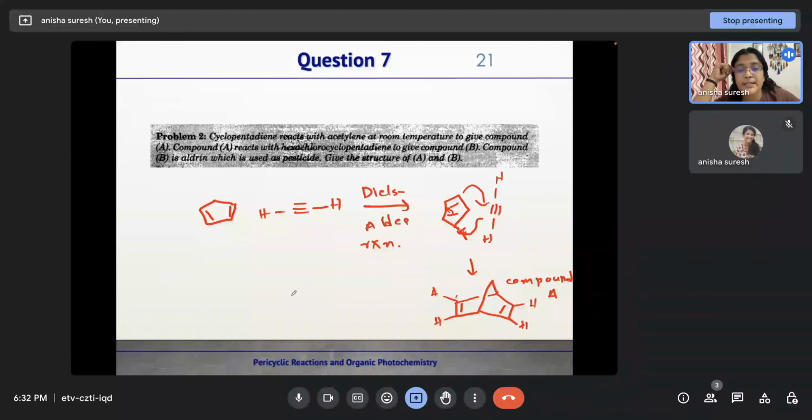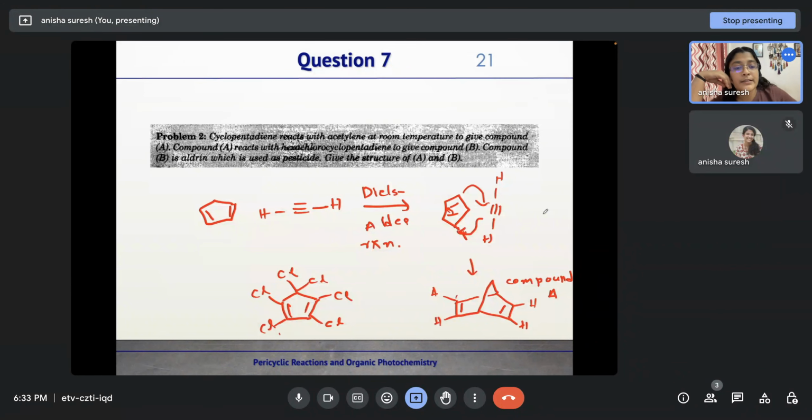hexachlorocyclopentadiene. Hexachlorocyclopentadiene means this one. Cl, Cl, Cl, Cl, Cl, Cl. So this will act as the diene and this will be acting as the dienophile and we will get compound B. So compound B is aldrin which is used as a pesticide. So what will be the structure of A and B?